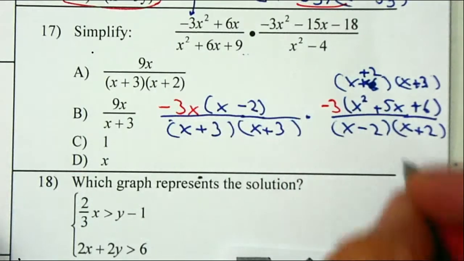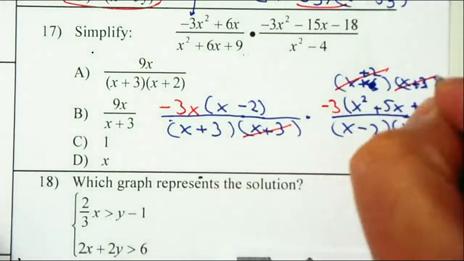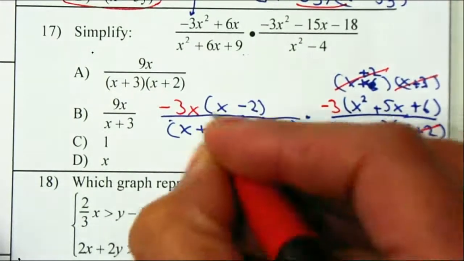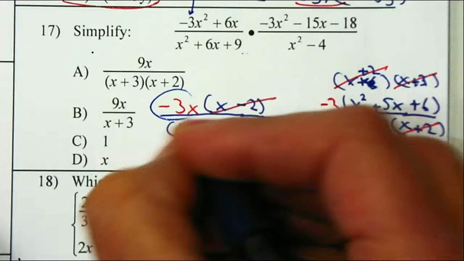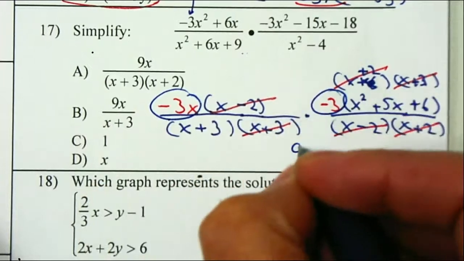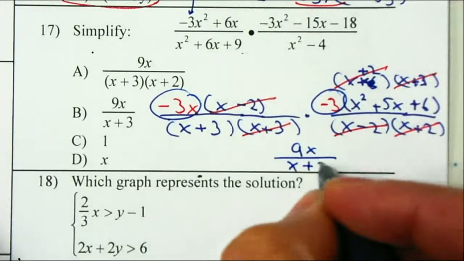So in this case, what cancels out? The x plus 2 cancels. The x plus 3 cancels. The x minus 2 cancels. So what's left? We have a negative 3x, and a negative 3 is a 9x. On the denominator, we just have a x plus 3.